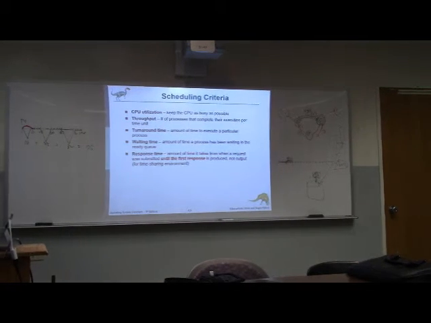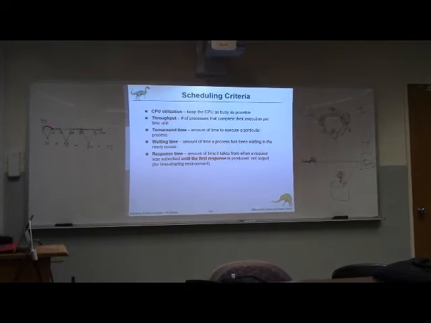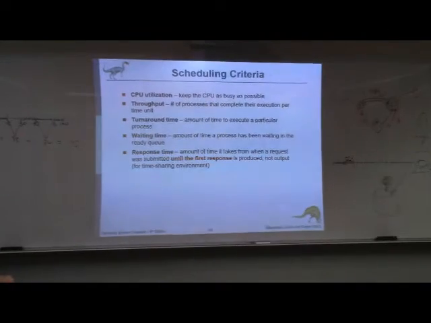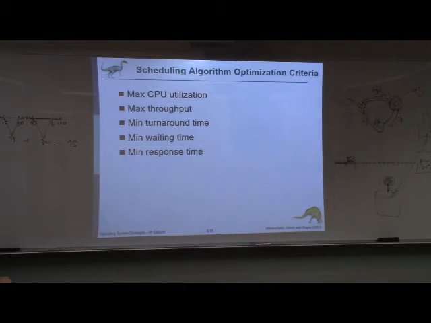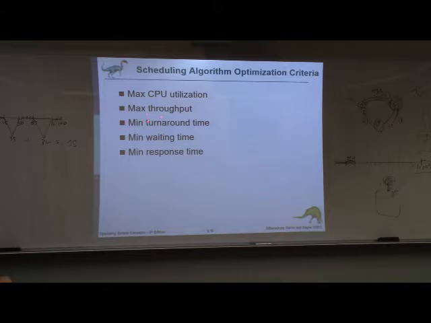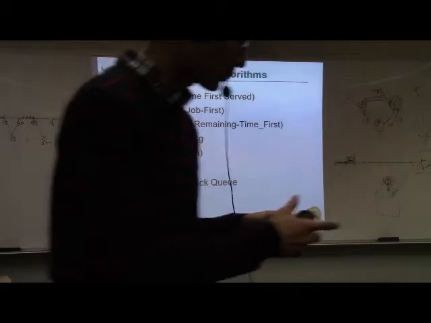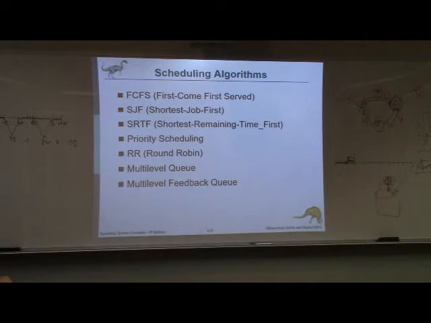So mostly we are going to use response time and waiting time to judge the CPU scheduling algorithm. Our goal is to maximize the CPU utilization, maximize the throughput, minimize turnaround time, minimize the waiting time, and minimize the response time. Okay, so these are the algorithms that we are going to discuss. We already saw the first one.